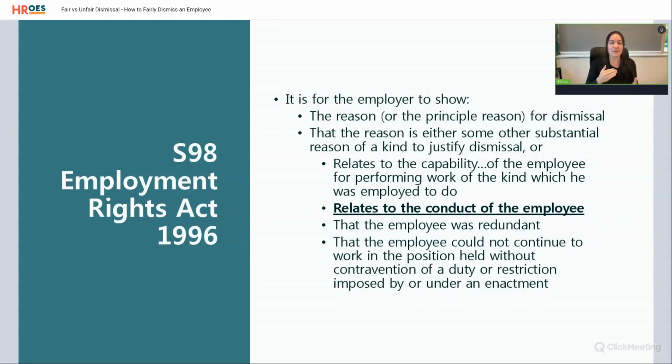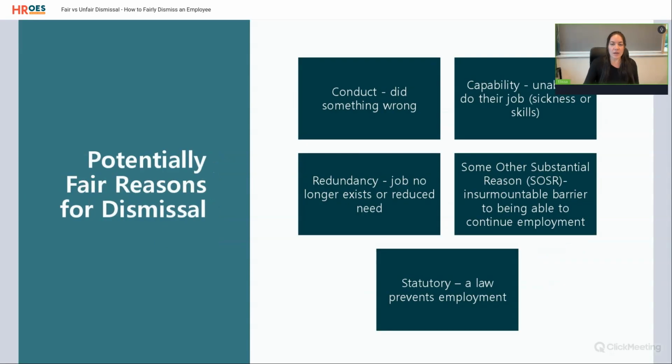Well, it states that it's for the employer to show, so this burden is on us. We have to show that the principal reason or the reason why we have dismissed someone is either a reason that's a substantial reason of a kind to justify dismissal. So that's our SOSR snuck in there. Or it relates to the capability of an employee, relates to their conduct, they were redundant, or they couldn't continue in a position because it contravened a duty or restrictions. That's that statutory restriction.